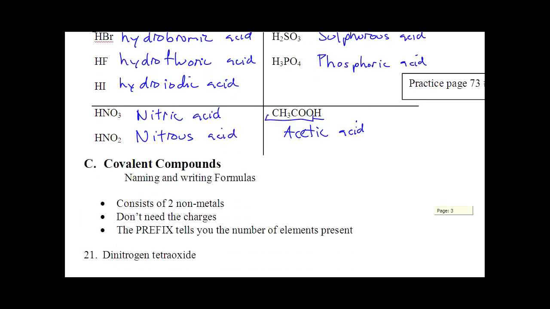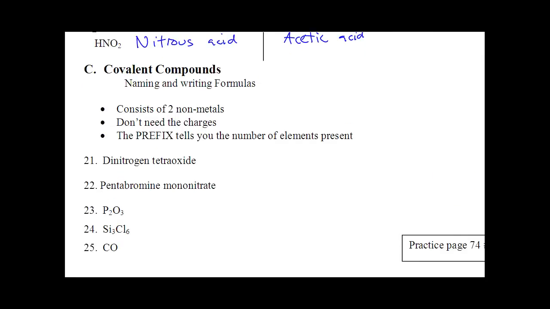The last type of thing we're going to name in Chapter 4 are the covalent compounds. Again, we're going to be calling them molecular compounds, but we can call them covalent compounds because they do have covalent bonds. Naming and writing the formulas are a little bit different than for ionic, simply because they contain 2 nonmetals. They have different bonding properties. We don't need the charges, and this time I'm not lying.